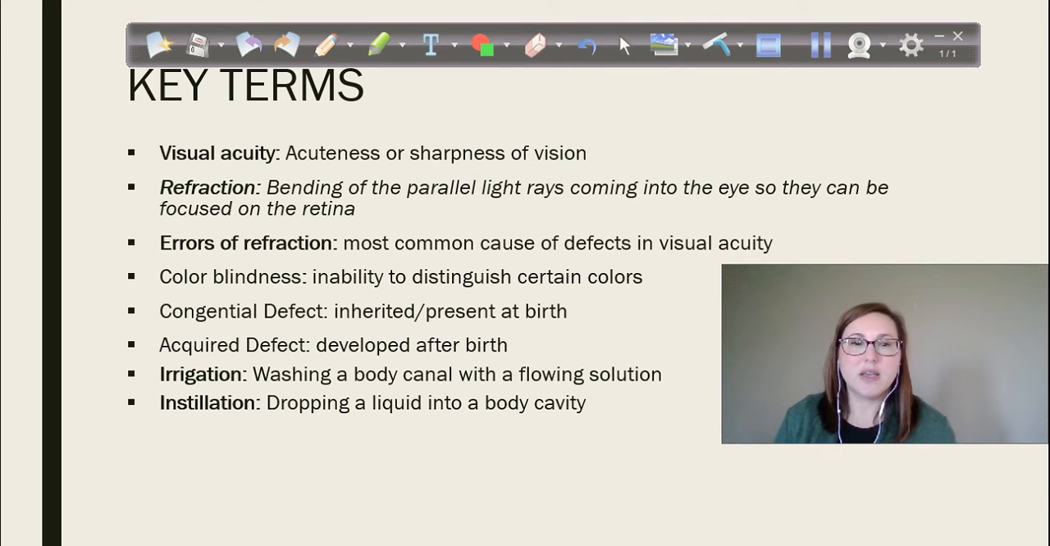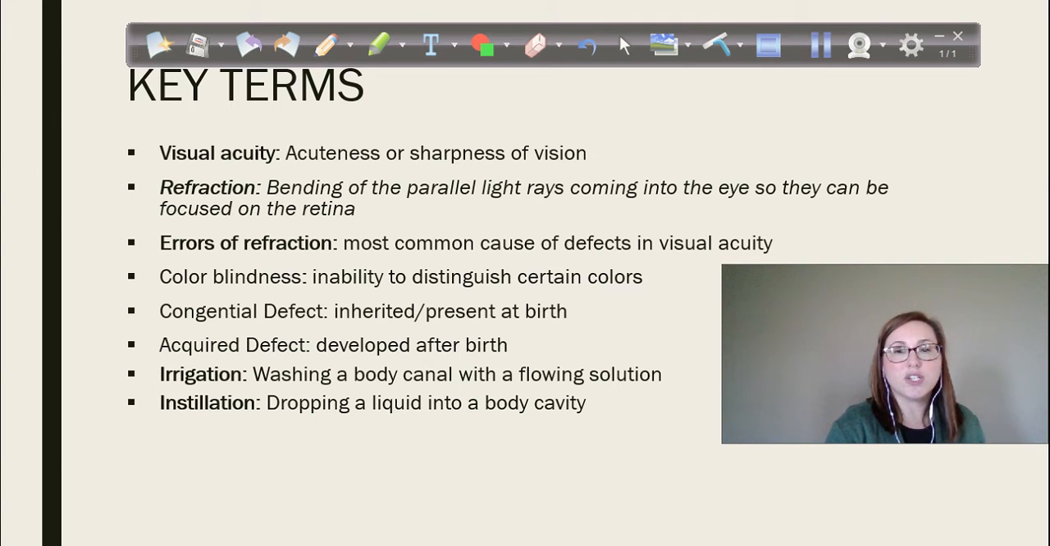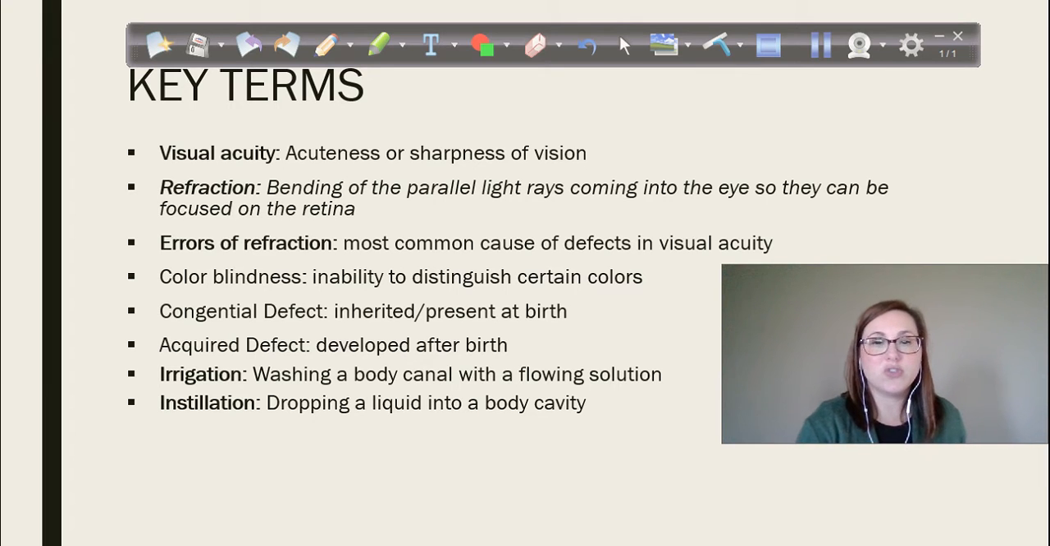Color blindness is the inability to distinguish colors. A congenital defect is inherited or present at birth. An acquired defect is something that develops after birth or over time. Irrigation is when you wash a body canal with a flowing solution. And instillation is dropping a liquid into a body cavity.